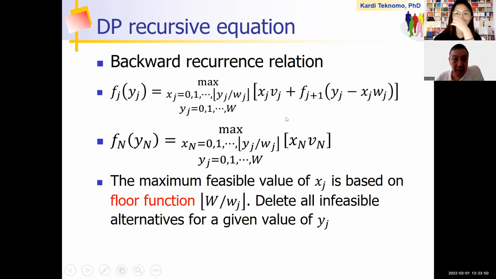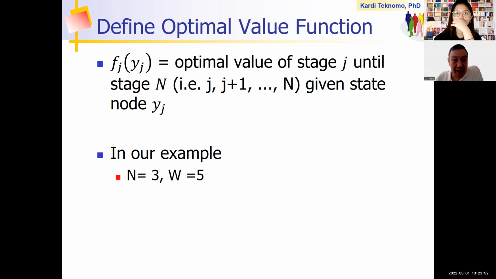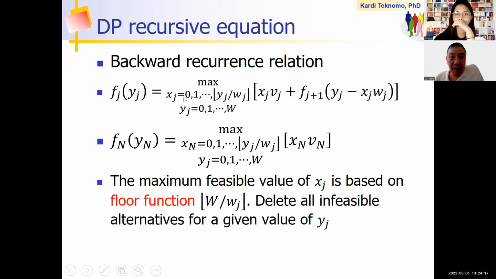So go back again. We have item N is 3, W is 5. So the first thing you need to do is to define what is called the optimal value of the state j until state N, given the state node yj. Then you need to define the formula. In this case, the formula is rather simple.